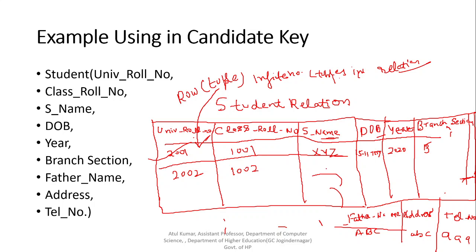1002, and suppose the name of the student is the same, XYZ, and suppose the date of birth is also the same, year 2020. There are some situations in which the student name and the date of birth are the same, but here how can we uniquely identify this row from the first row? So to uniquely identify, we have assigned a different class roll number here.